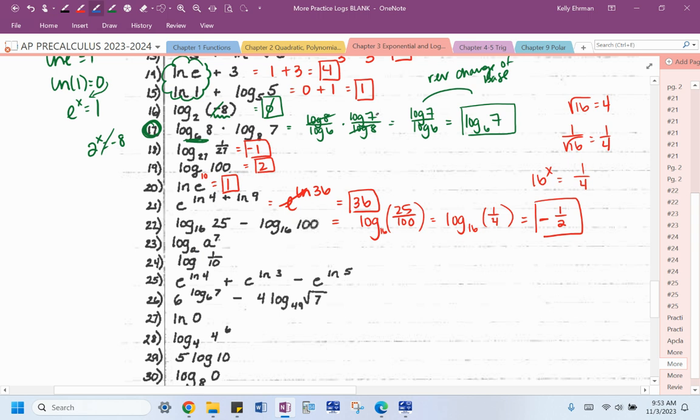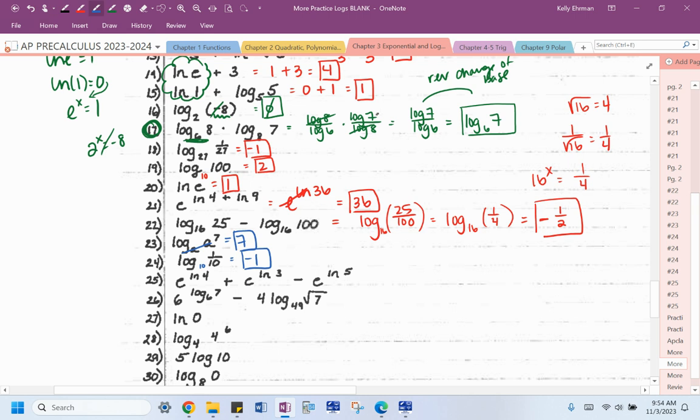Log base a of a to the 7th is 7. They're showing you the answer when we give you the same base raised to a power. The log of 1 over 10, remember this is base 10, so that's negative 1. 10 to the negative 1 is 1/10.